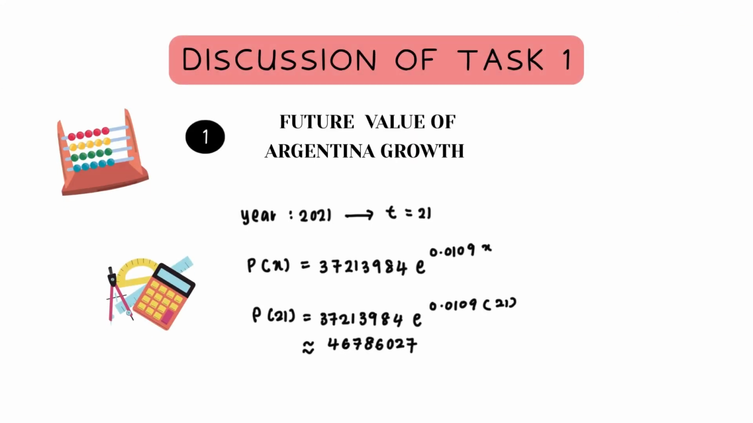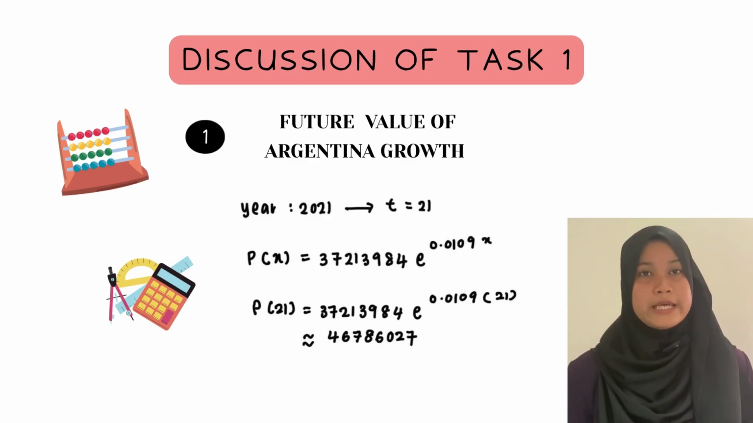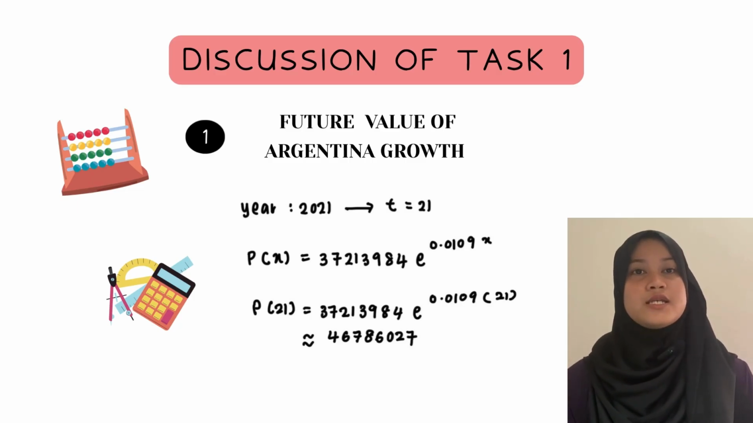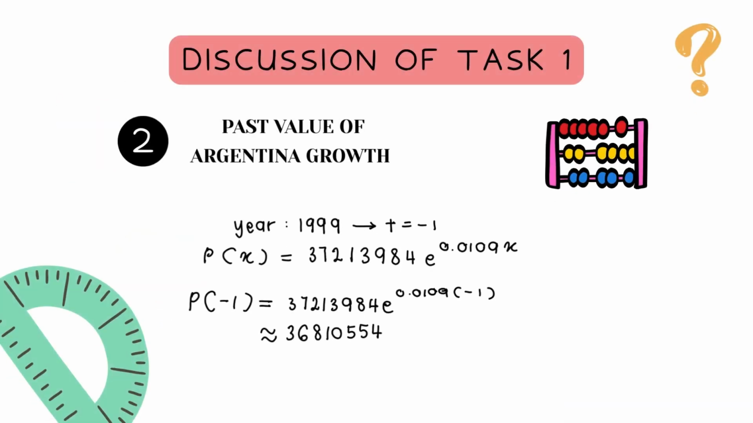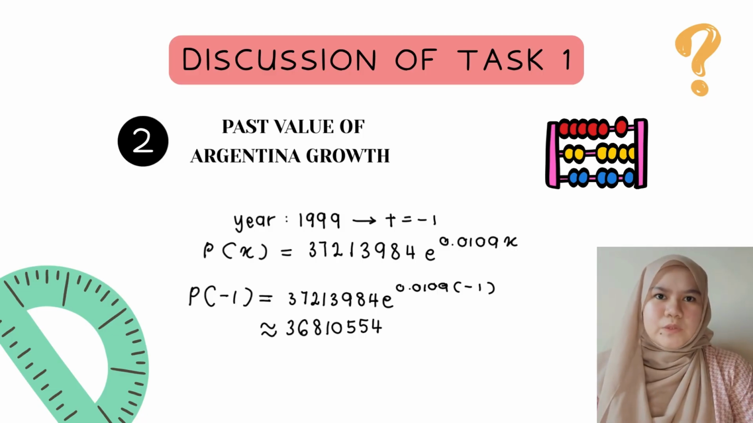To determine the future value of population in Argentina, we choose the year of 2021, which indicates t equal to 21. So, we substitute t equal to 21 into the particular solution equation. Hence, the value we got is 46,786,027.